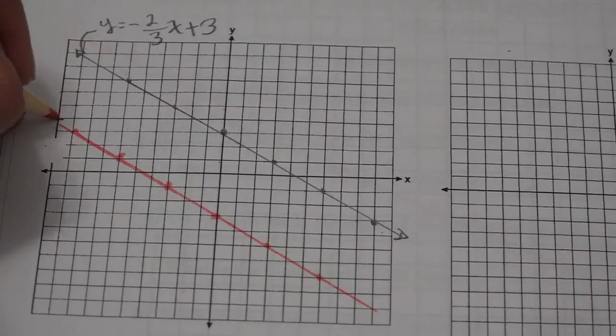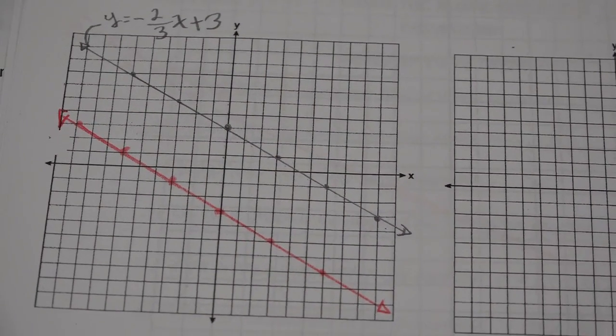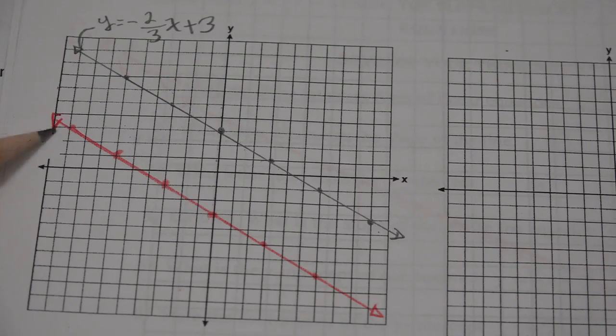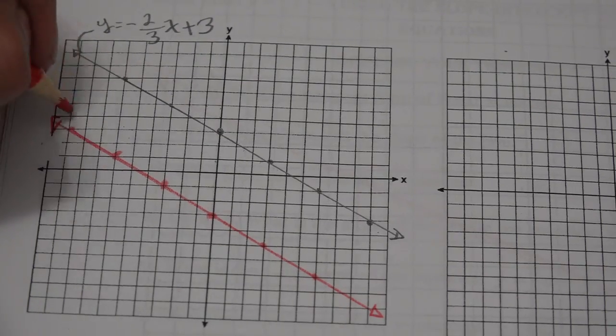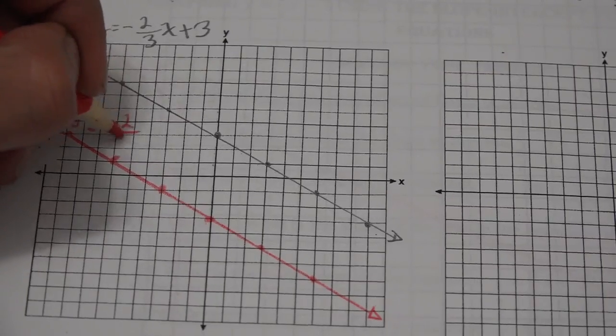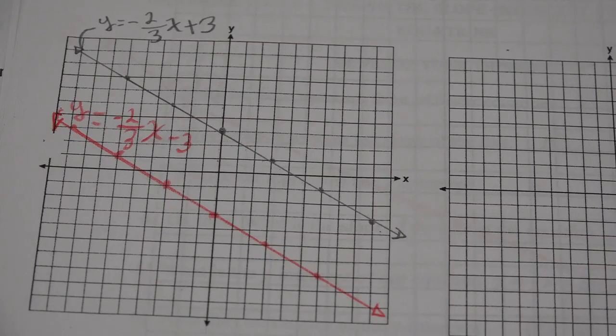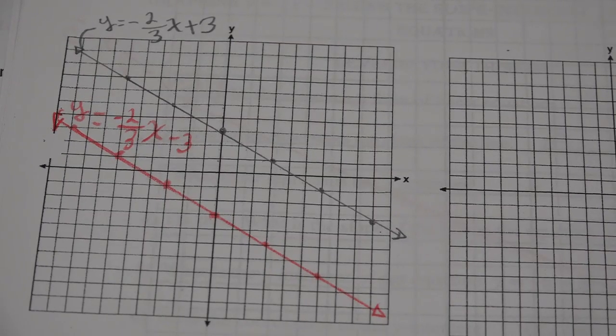Okay. Now remember, you have to label, you have to name your line. So what is the name of this line? The name of this line is y equals -2/3 x minus 3. That's what it is. Okay then, so let's talk about these two lines.